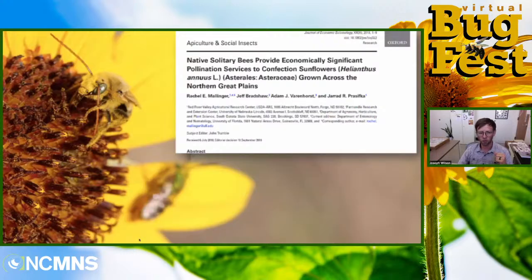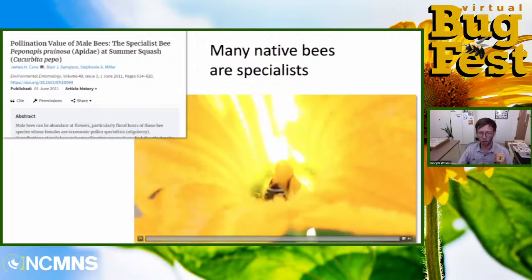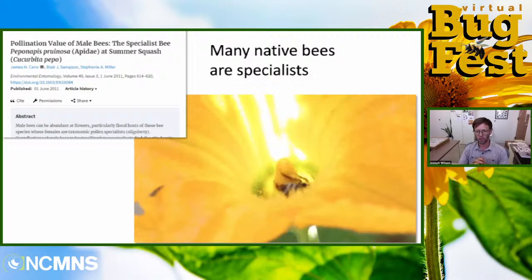This is a little video of a squash bee in my pumpkin flower. So squash bees are strict specialists. They only collect pollen from squash flowers. Squash includes pumpkins and zucchinis and yellow crookneck squash, all that kind of plants. So this is a squash bee foraging in my pumpkin flower.